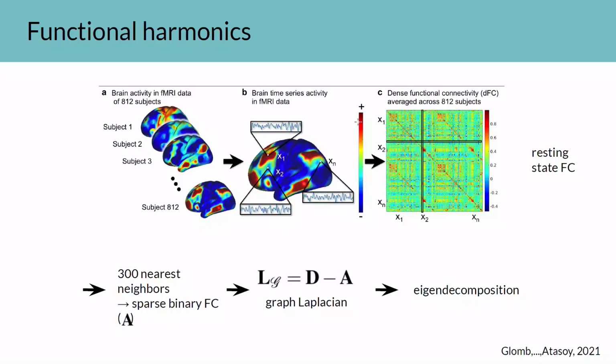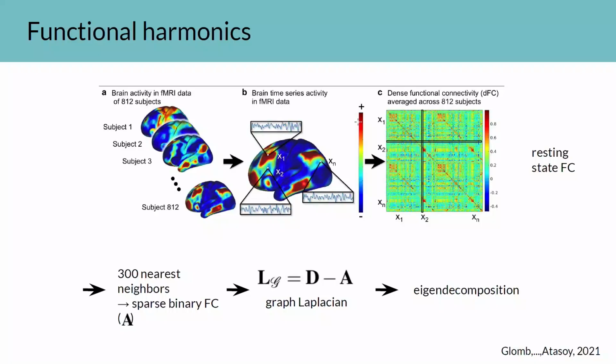So dense means that we use the entire surface mesh with 60,000 vertices, so no parcellation in this case. And what we did then was we just simplified this a lot by looking for the 300 nearest neighbors, and we created a sparse binary functional connectivity from this. And from that, it's very easy to compute the graph Laplacian, which is this fancy sounding thing with the fancy squiggly G. So it's the graph Laplacian.